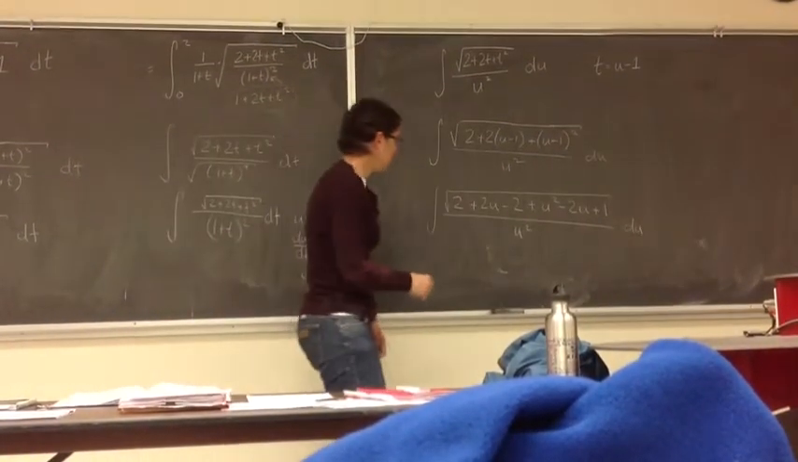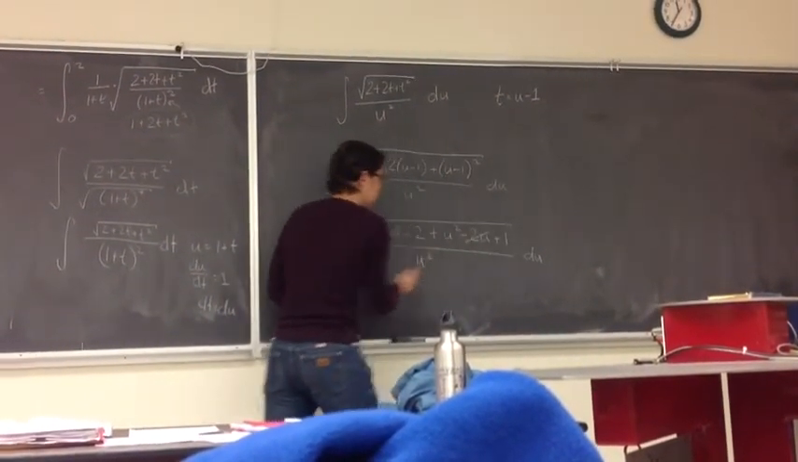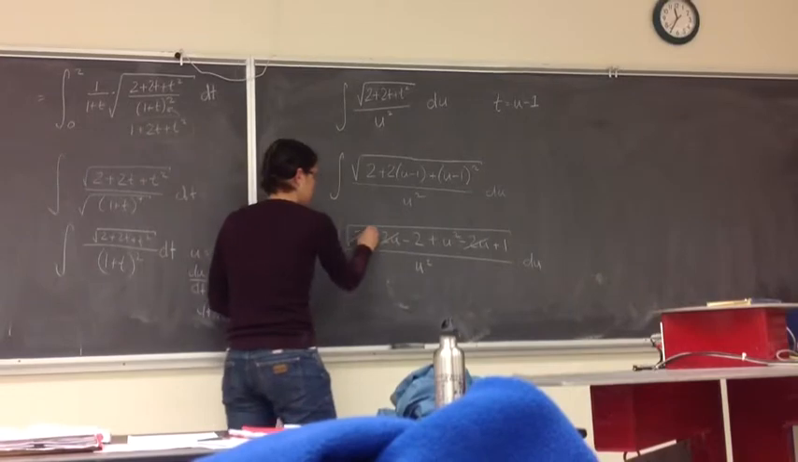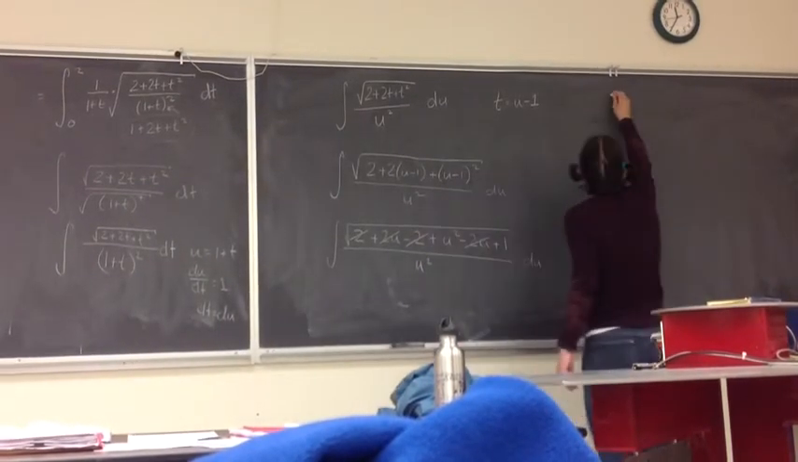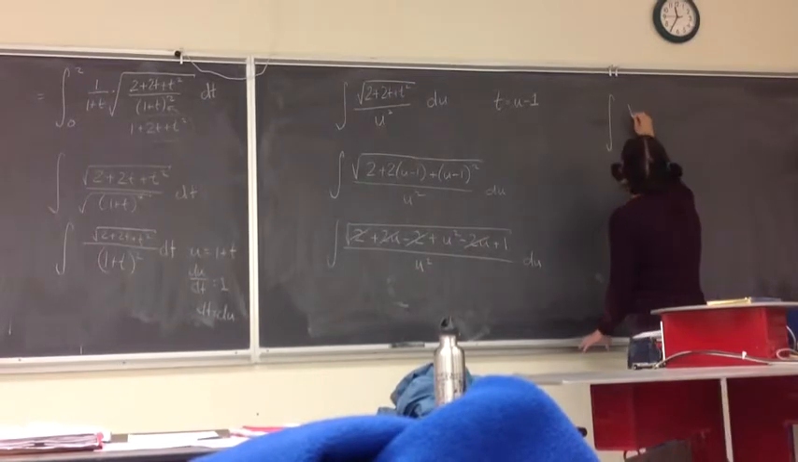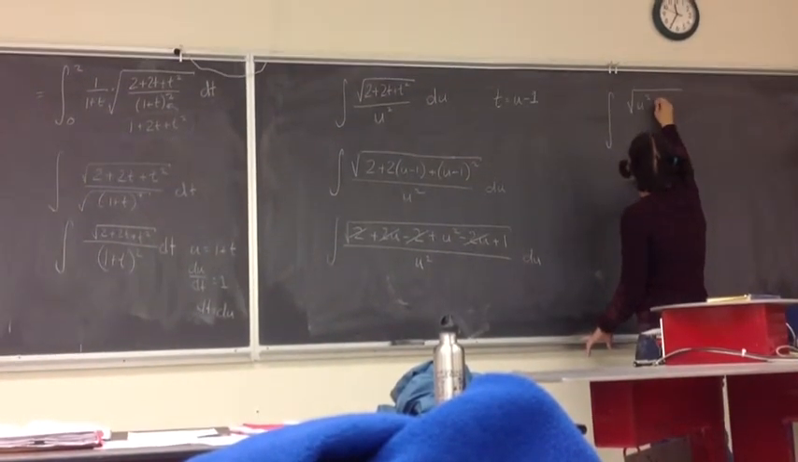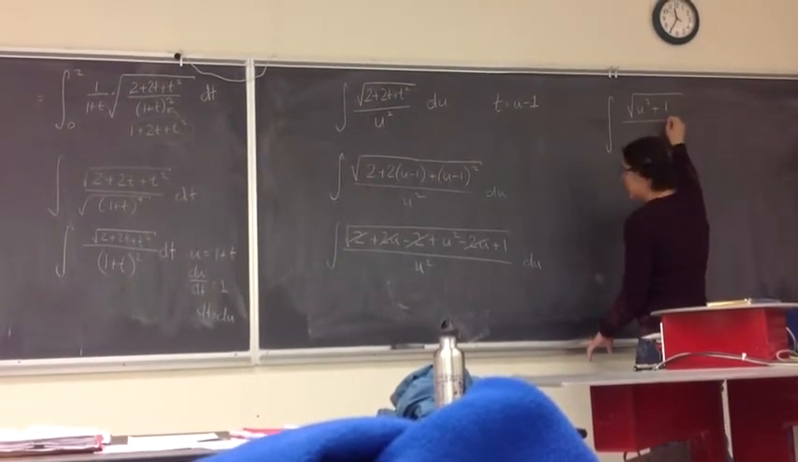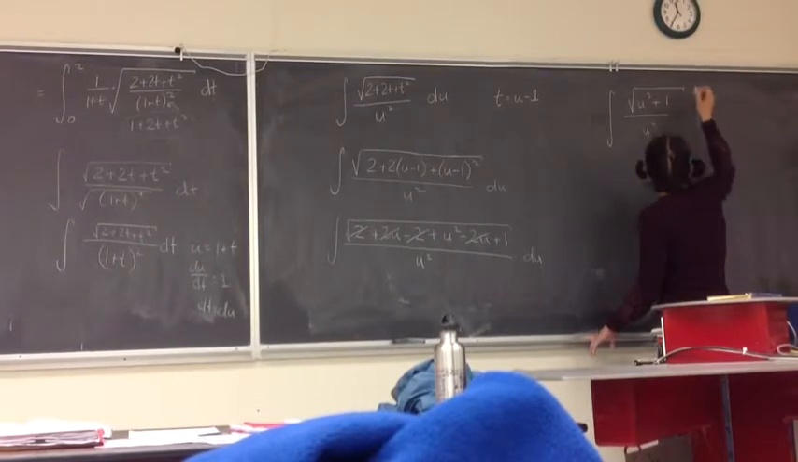And then we can clean up stuff inside. Plus 2u minus 2u plus 2 minus 2. And that leaves us with the integral of the square root of u squared plus 1 divided by u squared du.